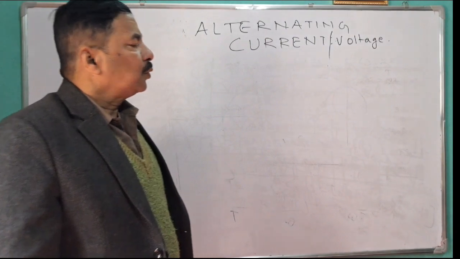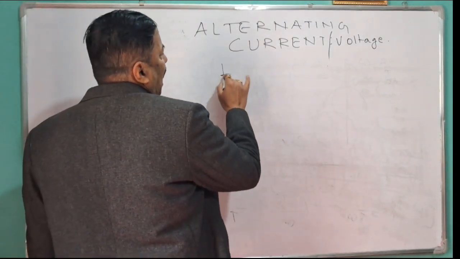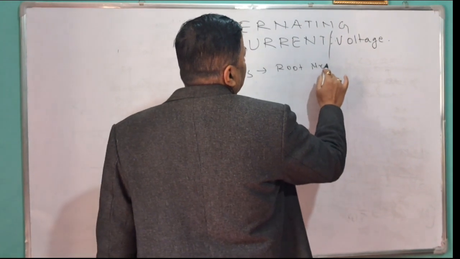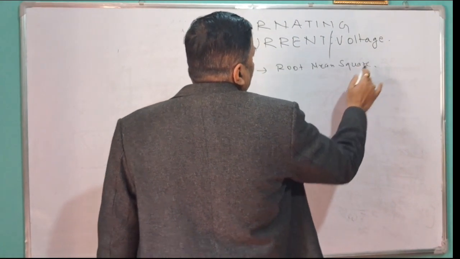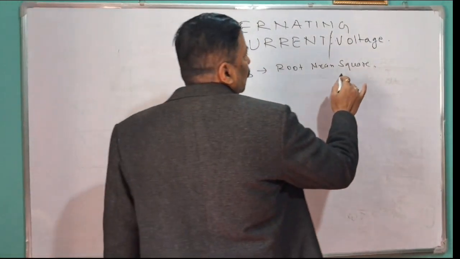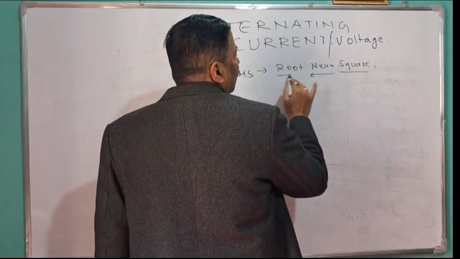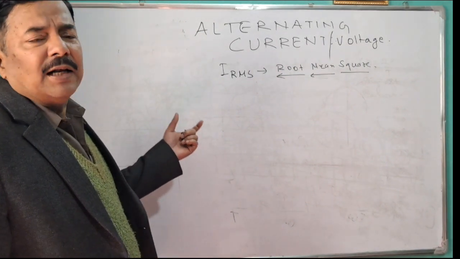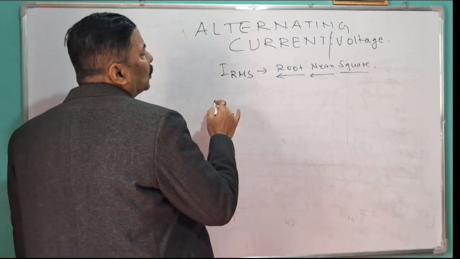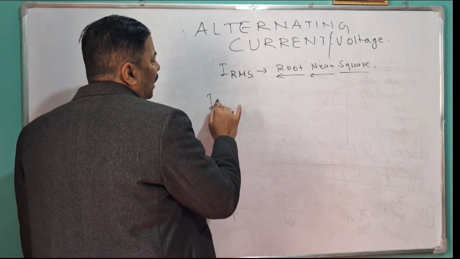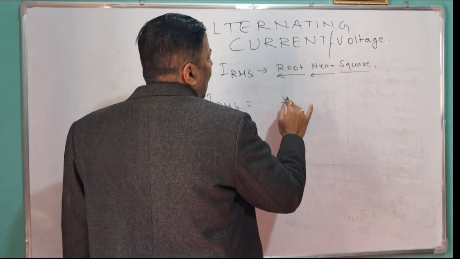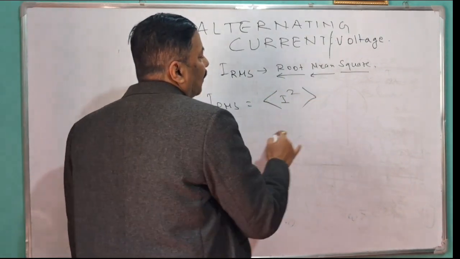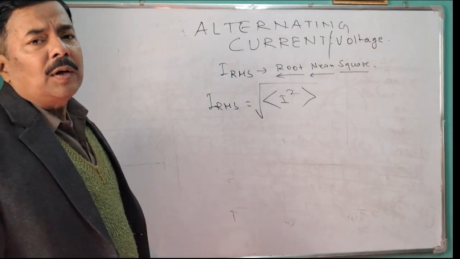Now we will try to understand the RMS value. RMS means root mean square. Root mean square value: first we will have to square, then we will have to take the mean, and then we will have to take the root. This is the root mean square value, which is a refined average representing AC. So according to its definition, first square I, then take the mean, that is average, then take the root. This represents your I average value.